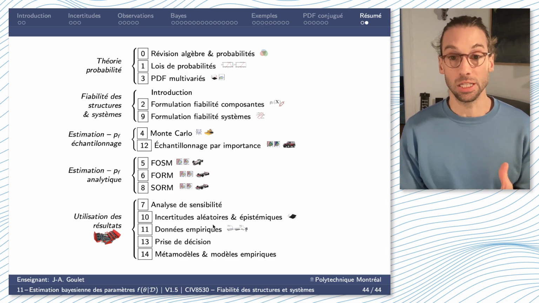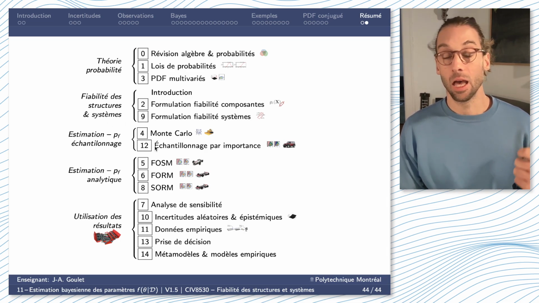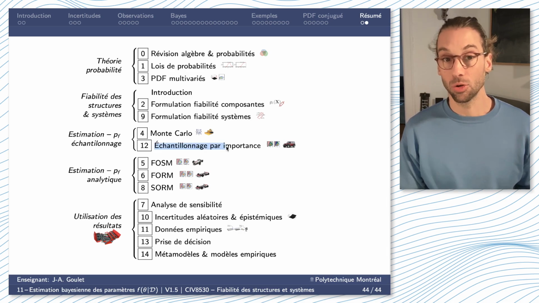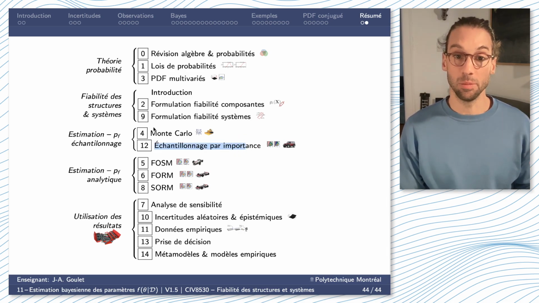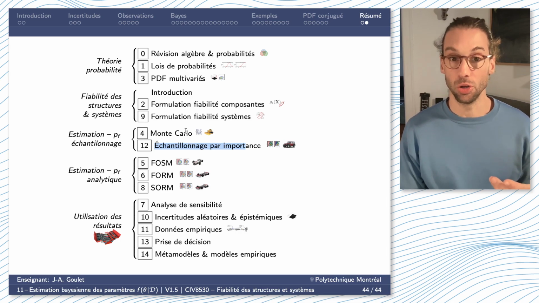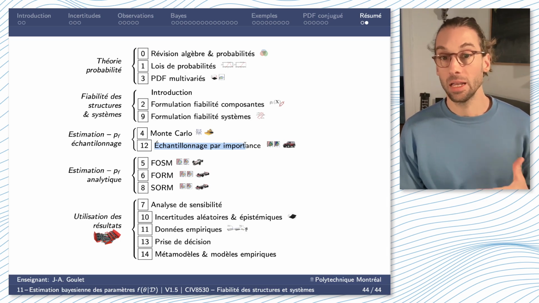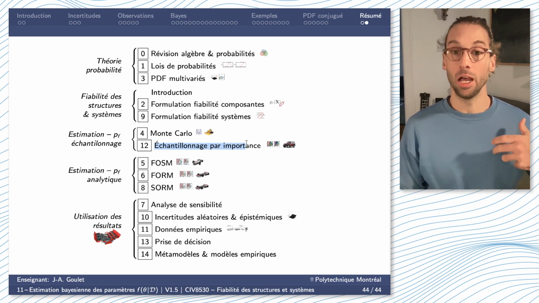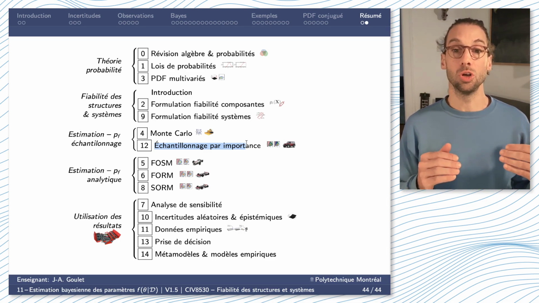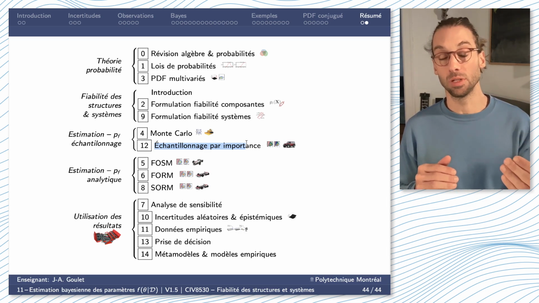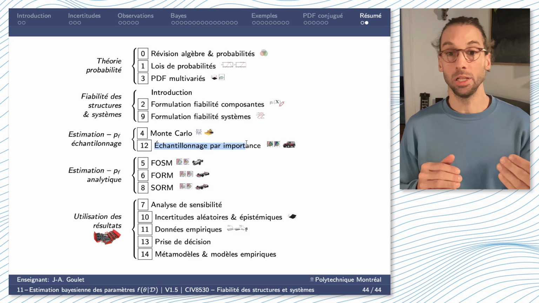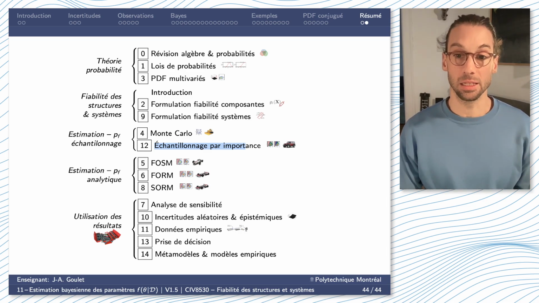The next thing we're going to see is how we can use importance sampling in order to overcome some of the limitations we saw in the crude Monte Carlo in module 4, by a method that is more efficient and that allows us to go a little further in terms of estimating our failure probability using more advanced sampling methods.